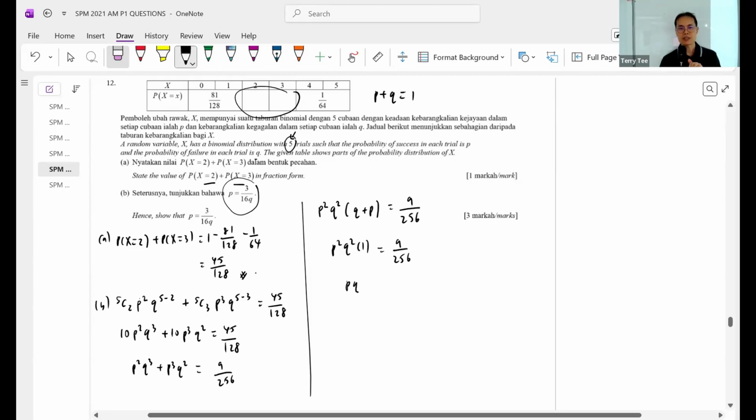Okay, we can simplify this further. Put a bracket square. 9 over 256 is 3 over 16 squared, isn't it? You can look at the final answer, 3 over 16q, right? So I can square root both sides. Don't need to put plus minus, right? Because you can't have one positive, one negative. Your probability is always positive, cannot be negative. So make p as a subject: 3 over 16q. There you go. You got your p in terms of q.